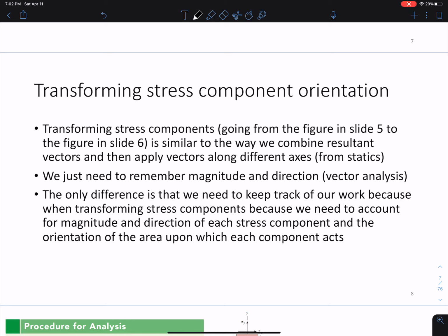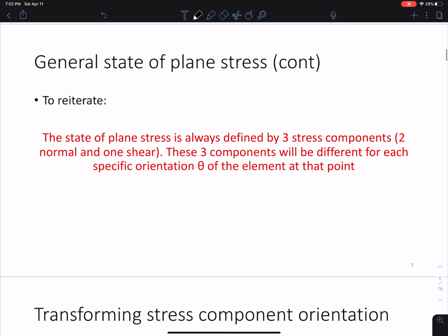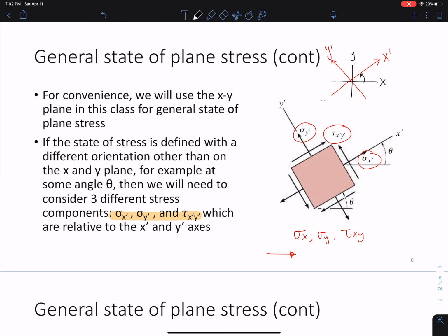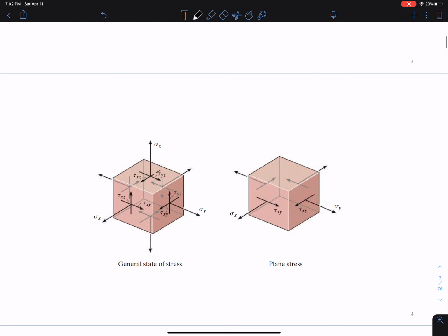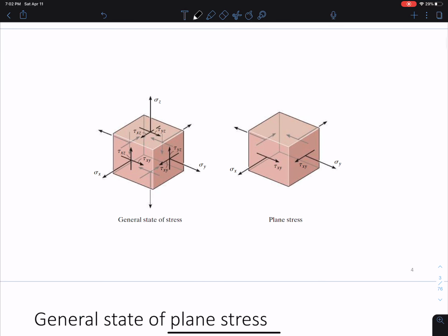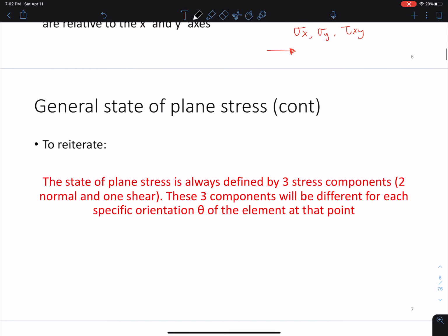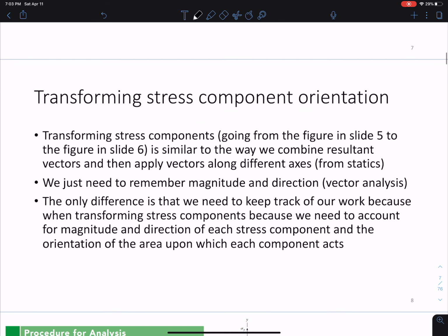The only difference is you have to keep track and organize your work because we have to account for the magnitude and direction of each stress component and then the area that it acts upon. Because don't forget, let me just come back here, this is the 2D plane, but really it's an entire stress block that looks like this. So you're representing a plane, but it's an entire stress block. So we have to multiply that stress by the area in order to do this vector analysis.